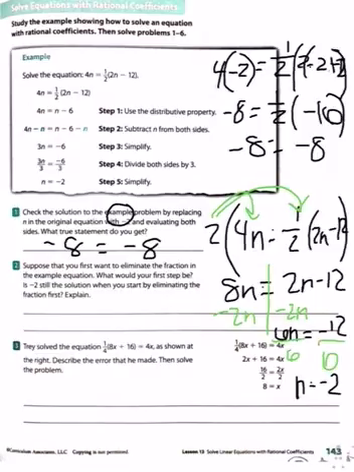Problem number 3. Trey solved the equation 1/4 times (8x plus 16) equals 4x as shown at the right. Describe the error that he made, then solve the problem. If we look at the beginning, he distributed his 1/4 to the 8 and got 2, but he did not distribute it to both numbers in the parentheses. 1/4 of 16 should be 4. So the new equation should read 2x plus 4 equals 4x.